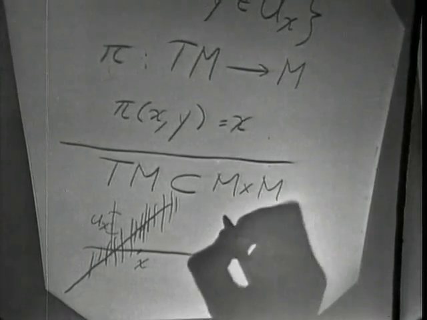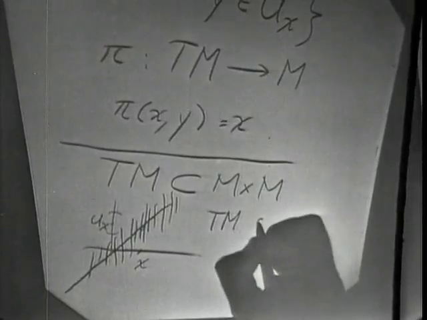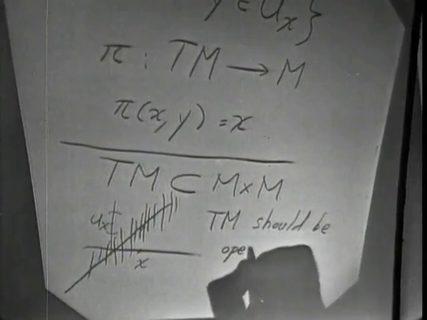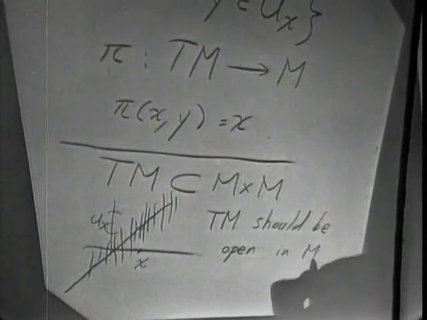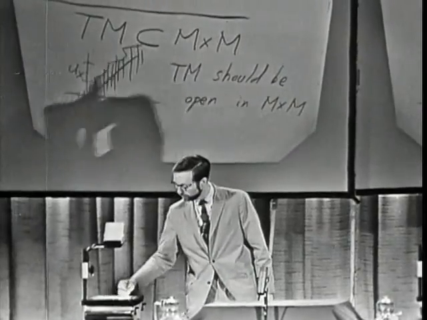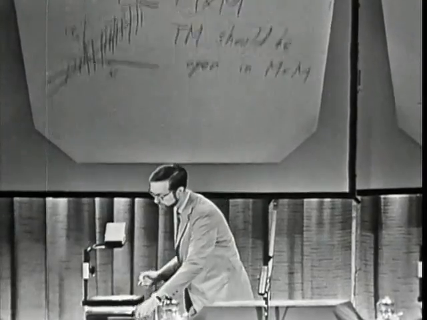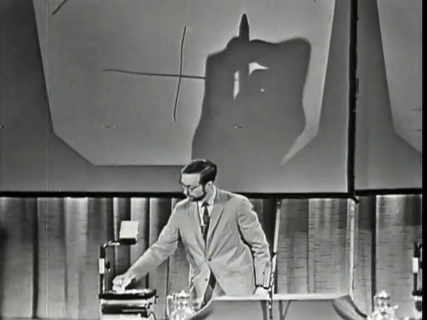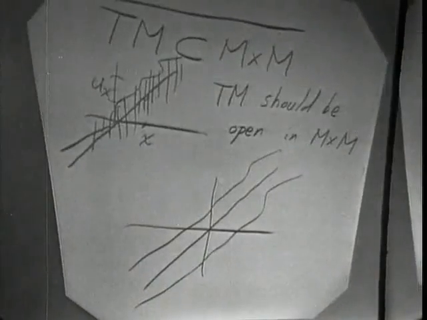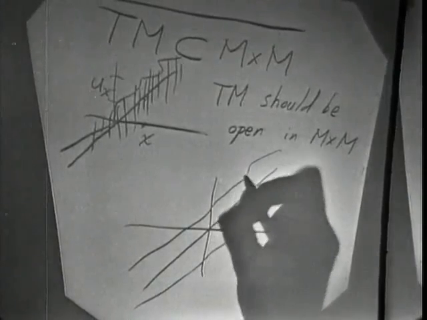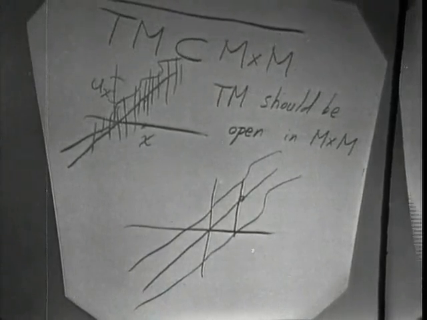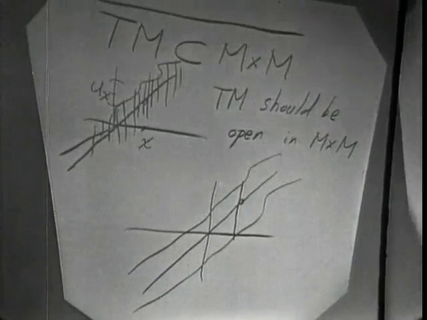And now the condition that I want to put on is that T of M should be an open subset in M cross M. So it's an open neighborhood of the diagonal in M cross M, so that our picture will look like this. Well, here is M cross M, the diagonal. We want to take a neighborhood of this diagonal chosen in such a nice way that for each point x, the corresponding vertical slice here will be a neighborhood of x which is isomorphic to the full Euclidean space.